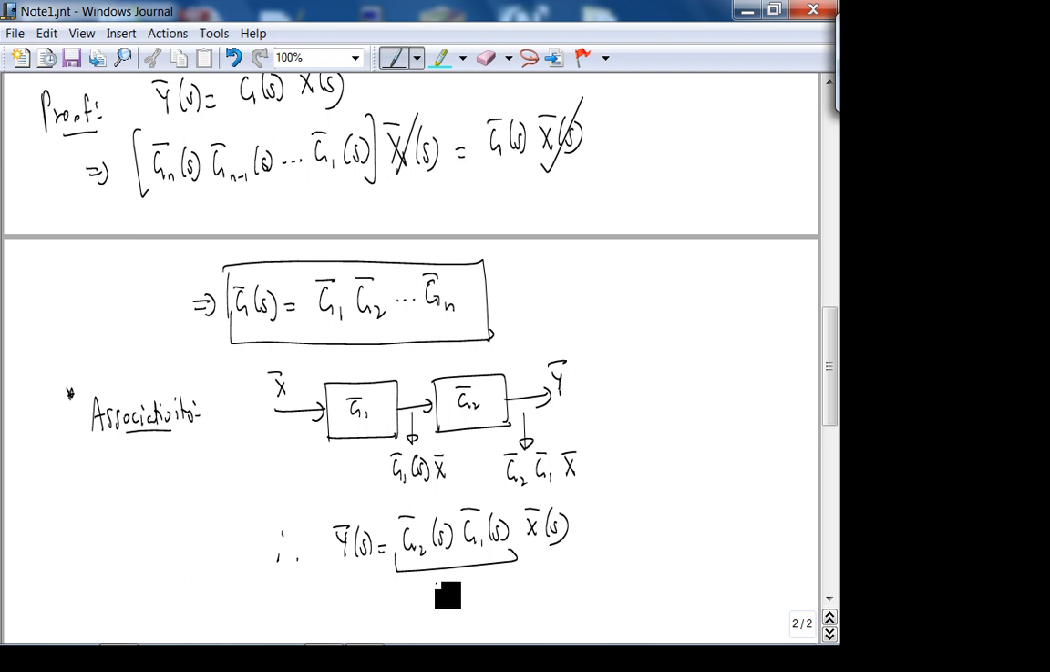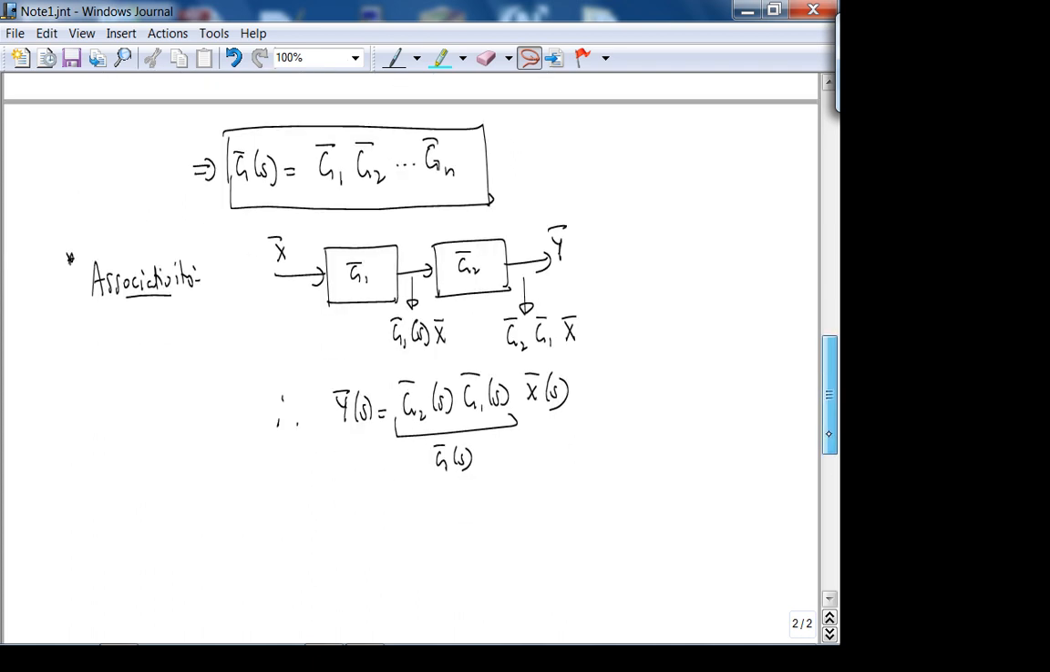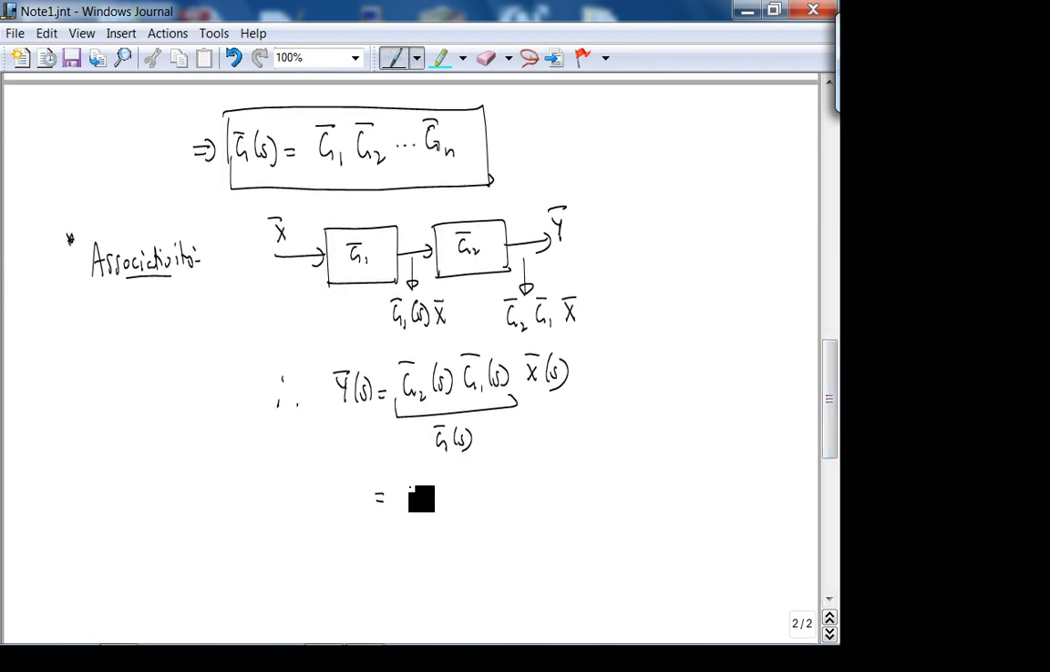So this is my G of S, right? It's a very simple example. Well, this is also pretty simple. But anyway, here it is. Now, my point is, I can rewrite this as G1 of S, G2 of S, X of S. Correct? Mathematically?